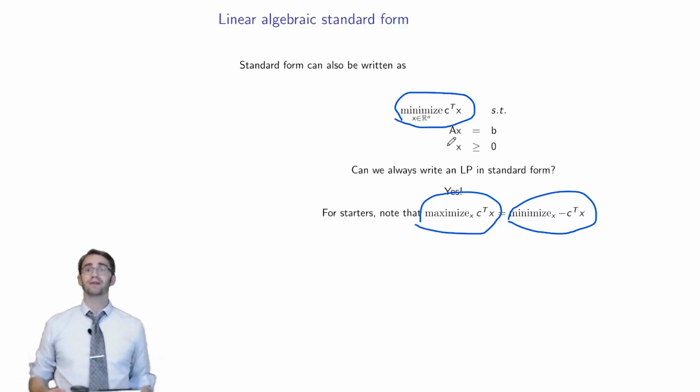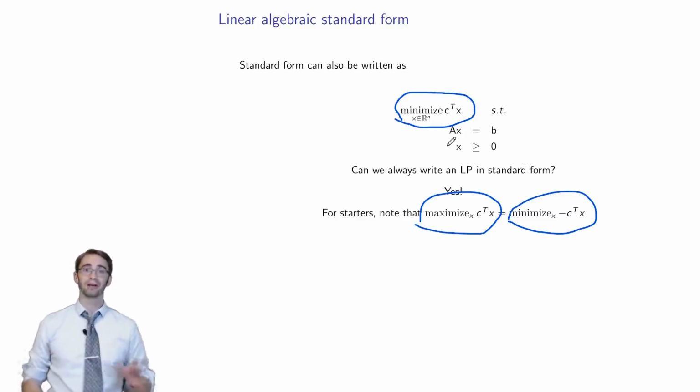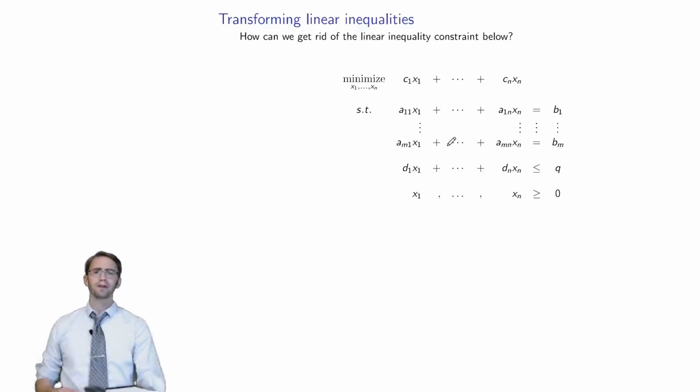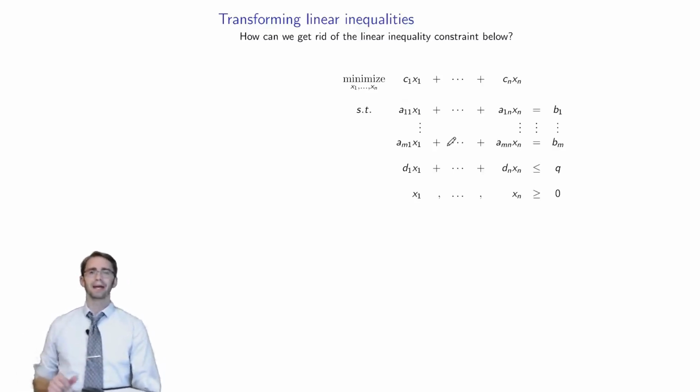So at least we've satisfied that the difference between a minimization linear program and a maximization linear program is sort of immaterial. There's no real material distinction between the two. Okay, so that's an easy one. But how about linear inequalities? Let's look at this linear program here. This thing almost looks like standard form.